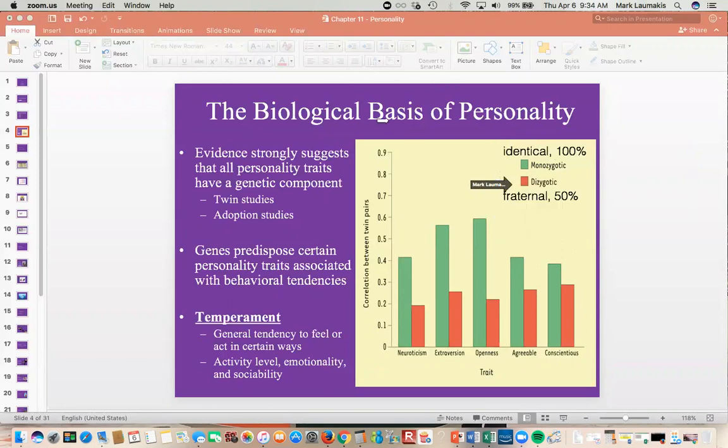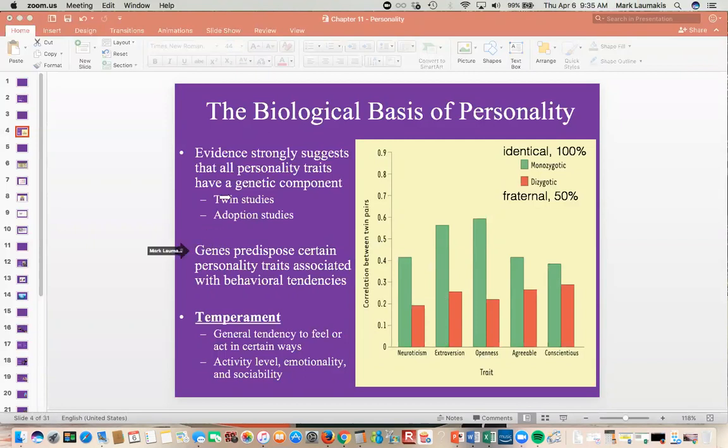So what's the pattern of the results down here? Well, look at the green bars. Every single time, in terms of the correlation between twin pairs on these different personality traits down here, the more similar you are genetically, the more similar you are in terms of these various personality traits. So let's just look at the second pair of bars. For extroversion, for outgoingness, people who are more similar, that is MZ twins, are showing higher correlations for that extroversion personality trait than are people who are less similar genetically.